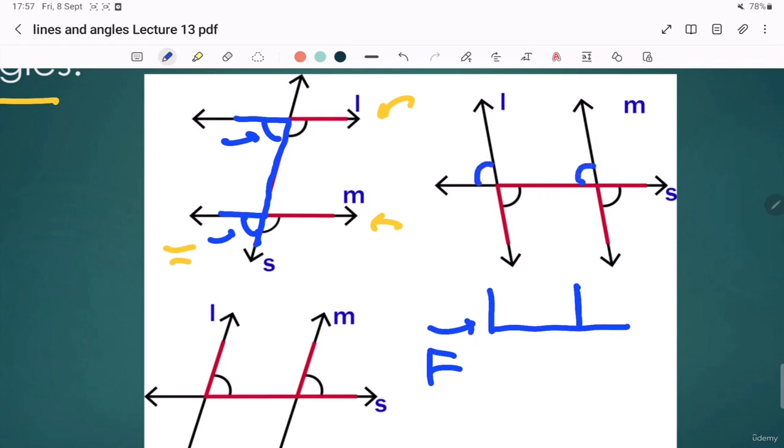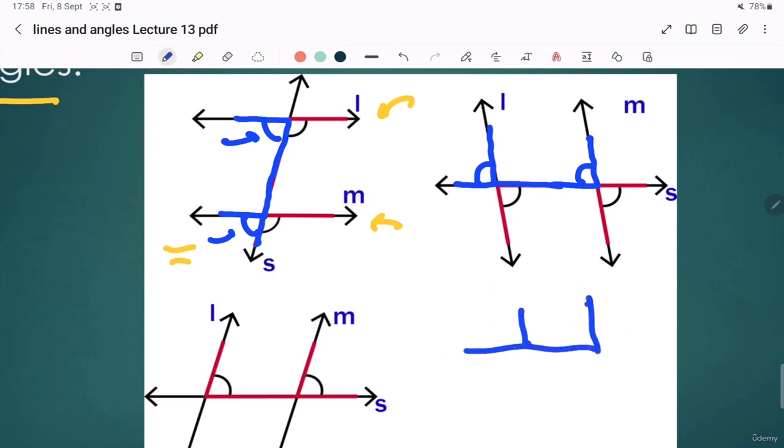This and this, both are corresponding angles. This is this angle and this is this angle. Now join these, you are getting something like this. This is again an F shape. Therefore these are corresponding angles. So in this way we can find out corresponding angles.